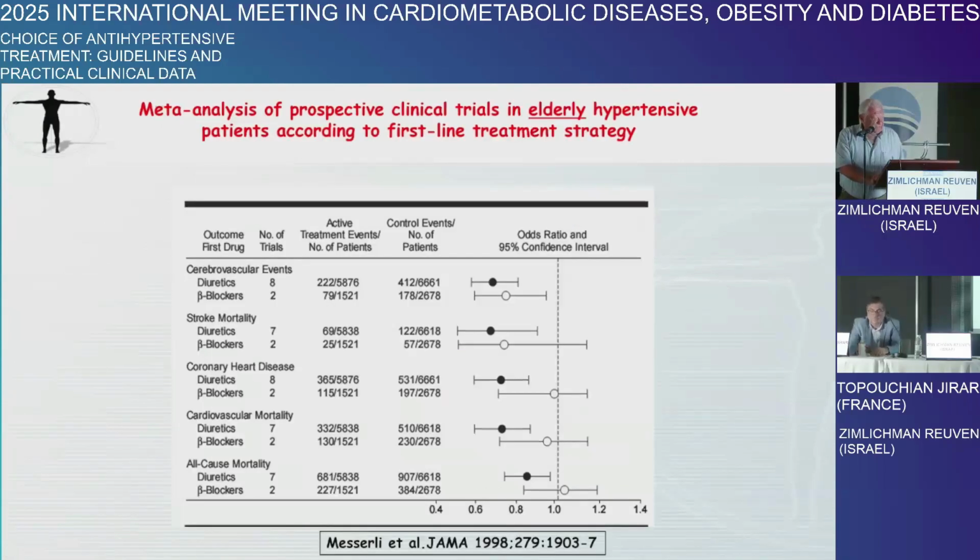Here we can see a meta-analysis of clinical trials in elderly hypertensive patients according to the first-line treatment strategy. And it is so clear to see that the diuretics are significantly better than beta blockers in coronary heart disease and in most of the conditions on this slide.